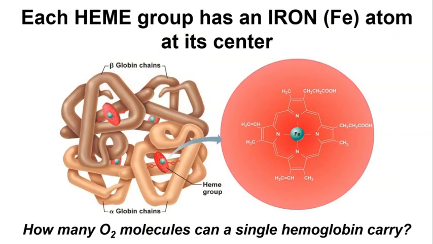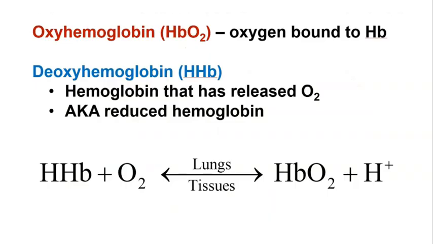So as mentioned previously, each heme pigment molecule has a single iron atom at its center, and the iron atom is what binds and carries an oxygen molecule. So each iron atom can bind and carry a single oxygen, and therefore 4 oxygen molecules can be carried by a single hemoglobin protein because there are 4 heme groups in one hemoglobin. So oxyhemoglobin is the name that we give to hemoglobin when it has oxygen bound to it, while deoxyhemoglobin has no oxygen bound to it.